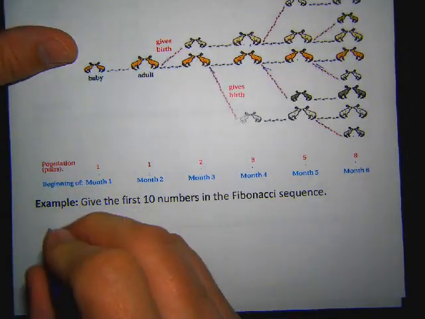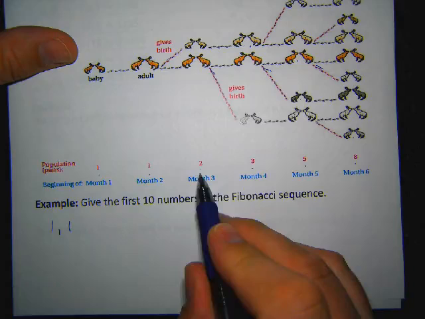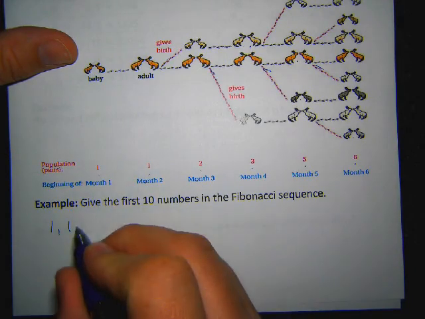You start off with 1, and then we have 1 again, but then the next number is 2. Well, you can see that if you add 1 plus 1, you get that 2.